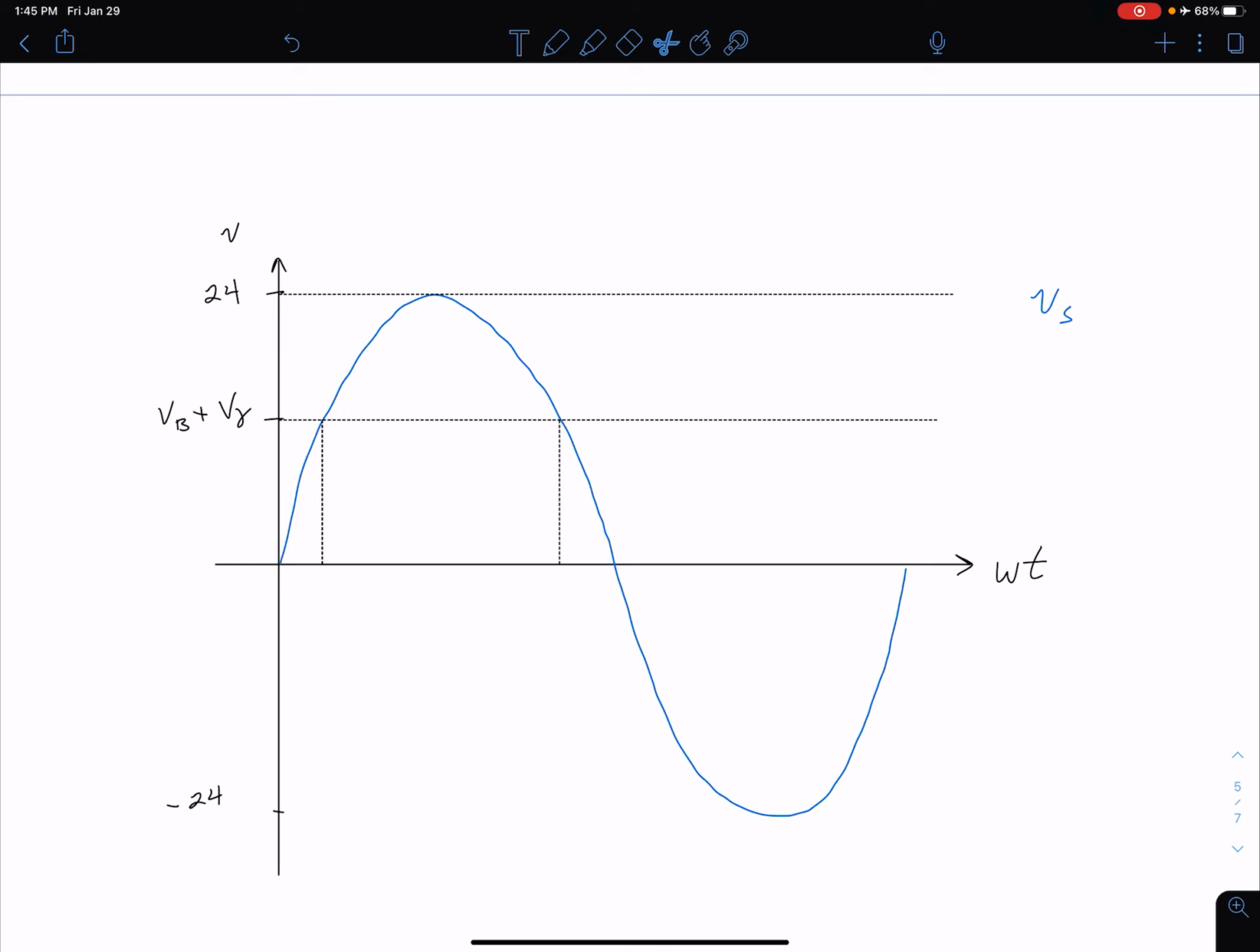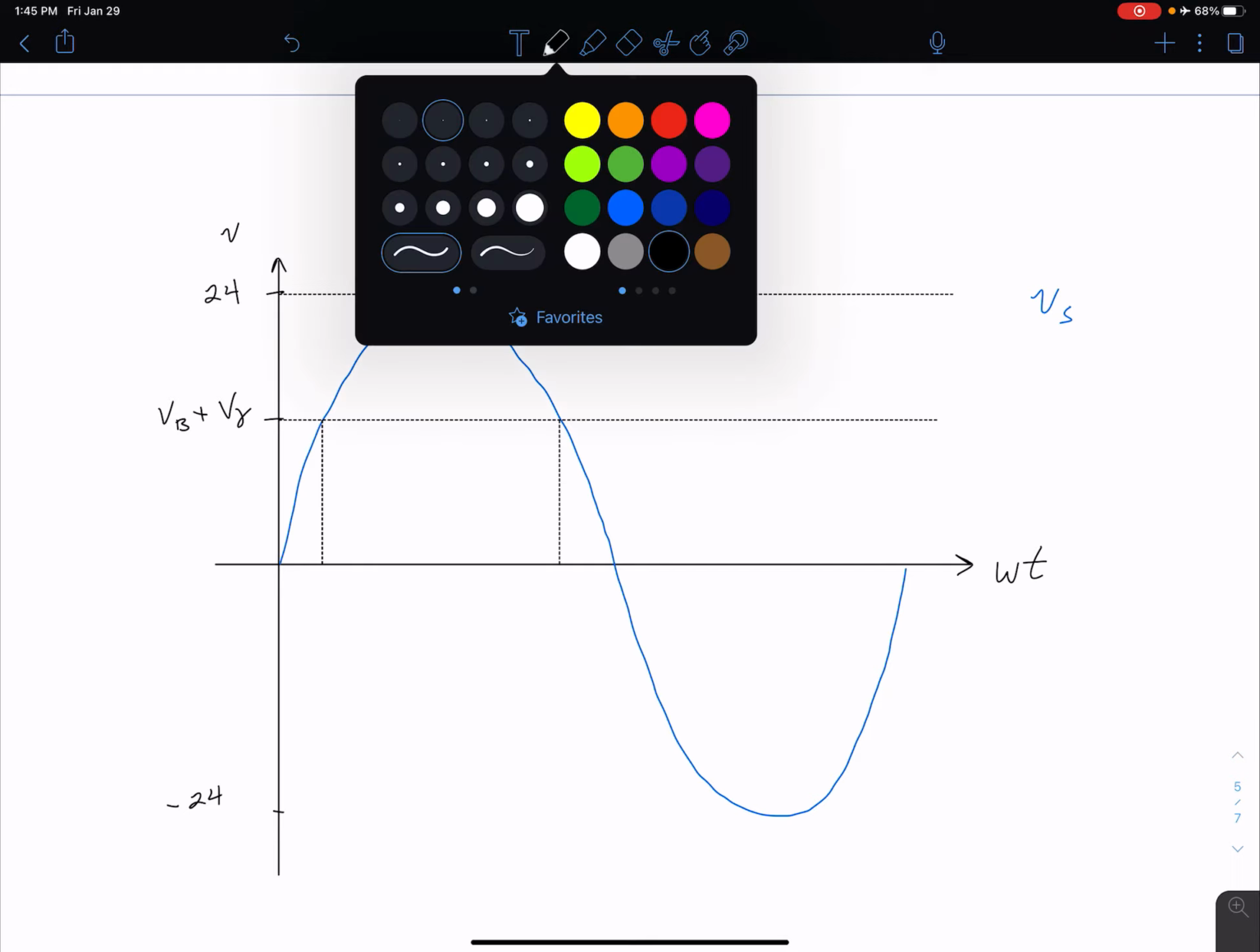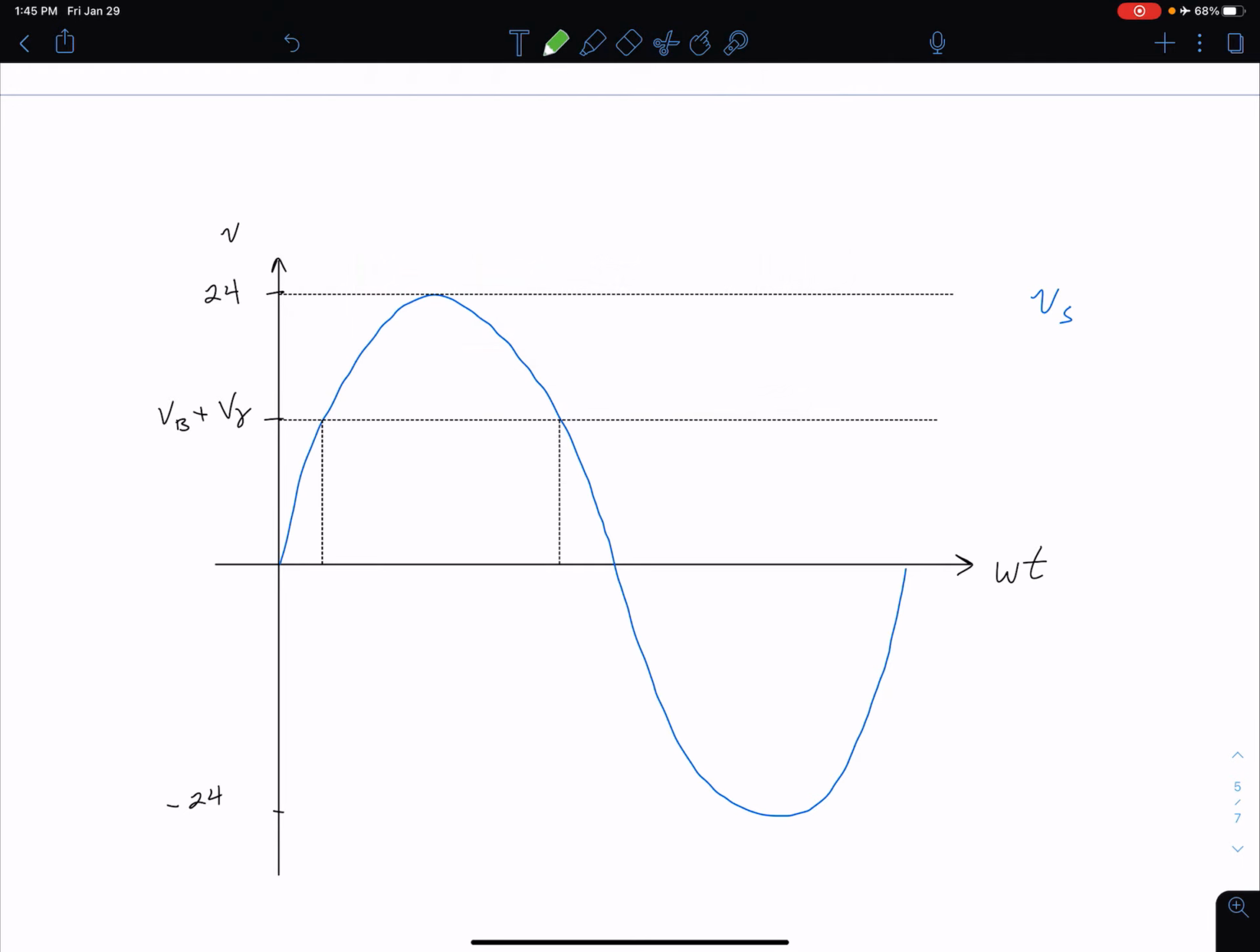So what I have here in the blue curve is our Vs. So this is our source voltage. And I've got my positive 24 and the negative 24 labeled. And then I also have a line here for our Vb plus V gamma. So remember, Vb plus V gamma is the point where our diode is going to begin conducting. So if we were to draw our time when our diode is conducting, we would have something that looks like this.